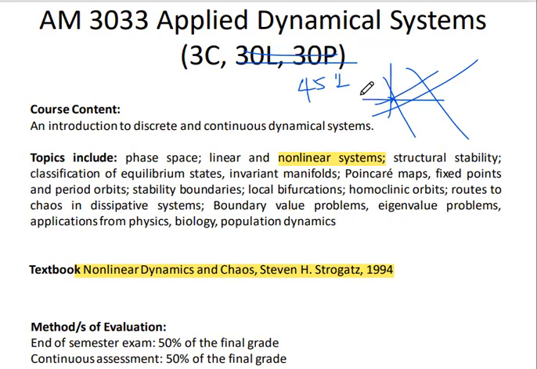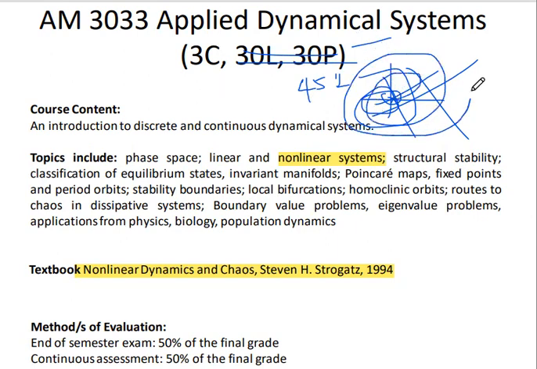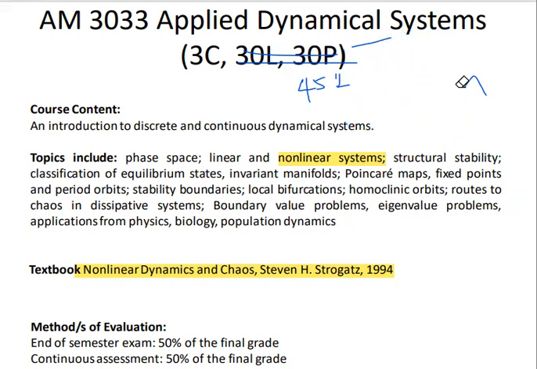And you found that if you have complex eigenvalues, this has a stable spiral. And if it is unstable, with complex eigenvalues, then it is an unstable spiral. You have studied those things before, right? But in this course, we mainly focus on nonlinear systems.